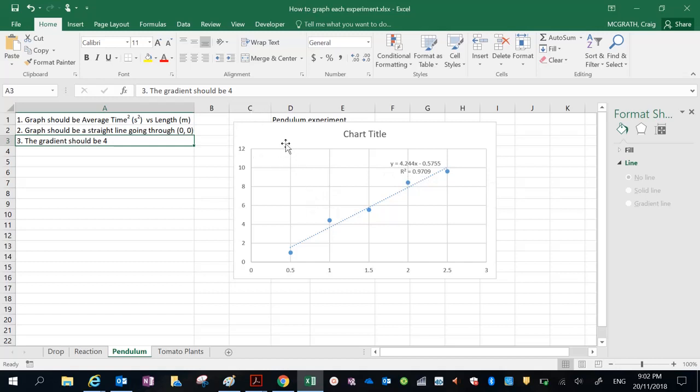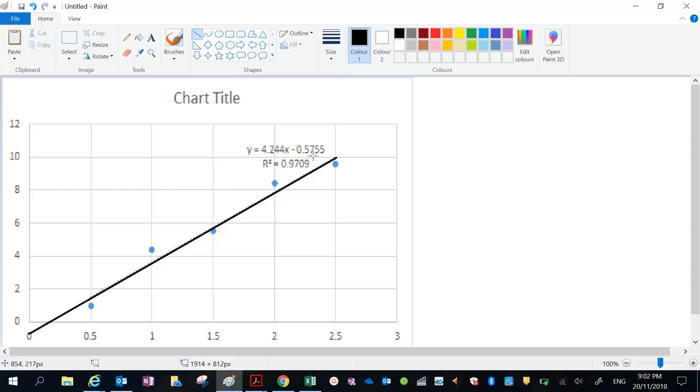Now, if we go back to the screen, so gradient's too high, but it's cutting across the y-axis too low. So if we could somehow, now the new gradient's smaller, which is good because it's supposed to be a bit smaller than this. And by making the gradient smaller, that's helped it to cut across the origin instead of at minus 0.5755. So that's actually really good.